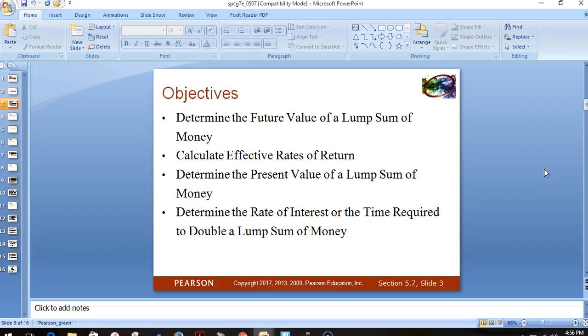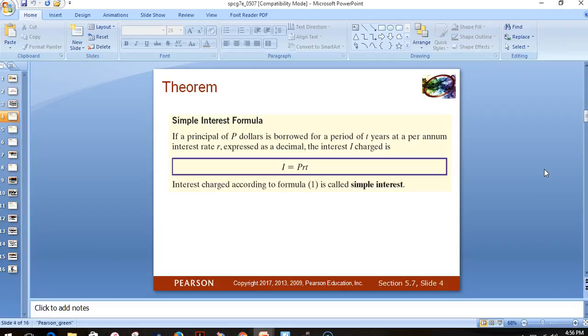All of these ideas are really formulas that are expanded from the simple interest formula. So you remember the simple interest formula is just principal times rate times time. T is listed in years. Now you can borrow or lend in months. You'll just need to convert it to a fraction of a year.